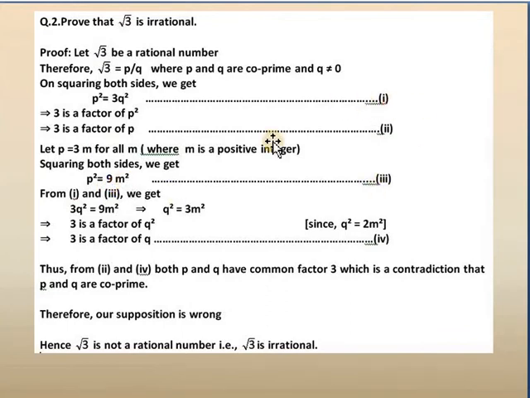Now 9m square, if you go to equation 1, p square is equal to 3q square, therefore 9m square is equal to 3q square. I'm not explaining it in detail because the same way you have done root 2, you can do it. 9m square is equal to 3q square, therefore q square is equal to 3m square. Therefore you will find q is a multiple of 3, or 3 is a factor of q square, therefore 3 is a factor of q. So here you will find that from equation 2 and equation 4, 3 is a common factor of p and q. It means our assumption that p and q are co-prime does not hold, so our assumption is wrong, hence root 3 is irrational.